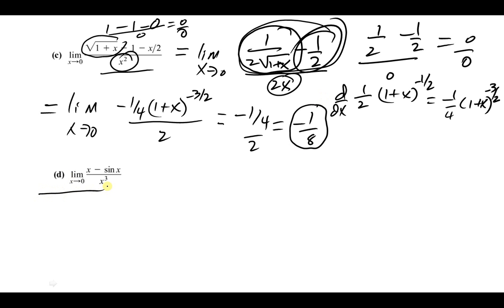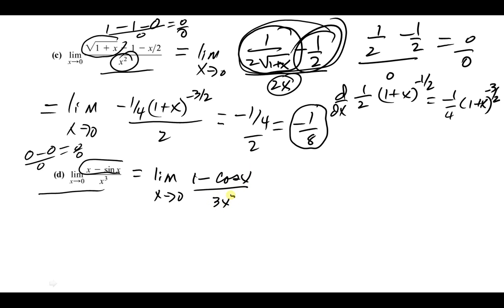Now, problem D here, if we plug in, we get 0 minus 0 over 0, which is 0 over 0. And now we try to use L'Hopital's rule, and we get the limit as x approaches 0 of the derivative of x minus sine of x, which happens to be 1 minus cosine of x, divided by 3x squared. Now we plug in, and notice we get 0 over 0 again. So we'll try L'Hopital's rule again.